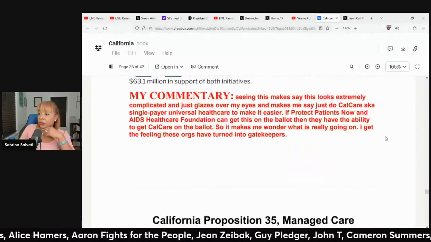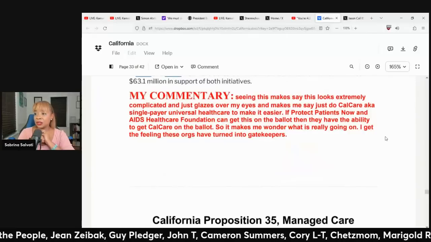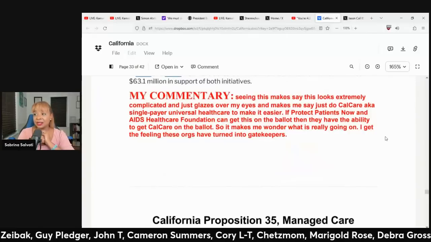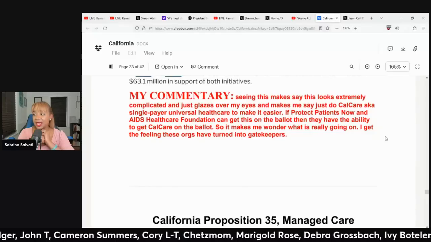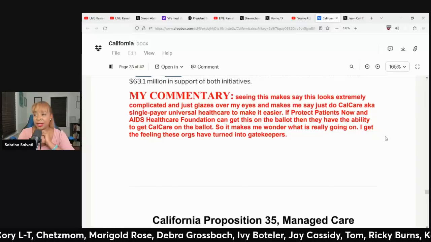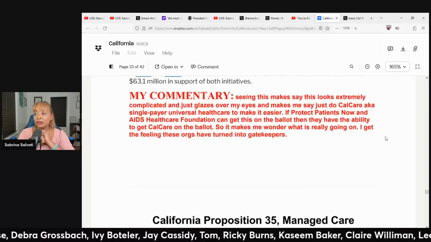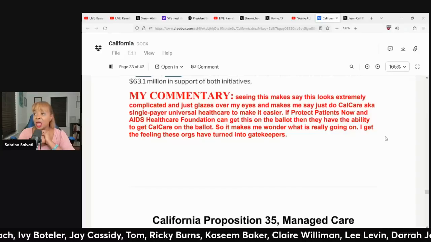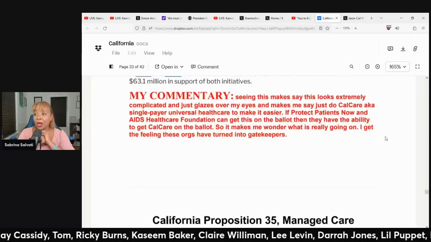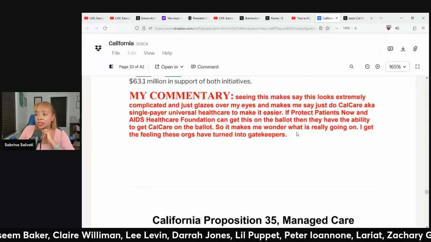Here's a little note here from Roger. Seeing this makes me say this looks extremely complicated and just glazes over my eyes and makes me say just do CalCare, aka single payer universal health care, to make it easier. If Protect Patients Now and AIDS Healthcare Foundation can get this on the ballot, then they have the ability to get CalCare on the ballot. So it makes me wonder what is really going on. I get the feeling these orgs have turned into gatekeepers.